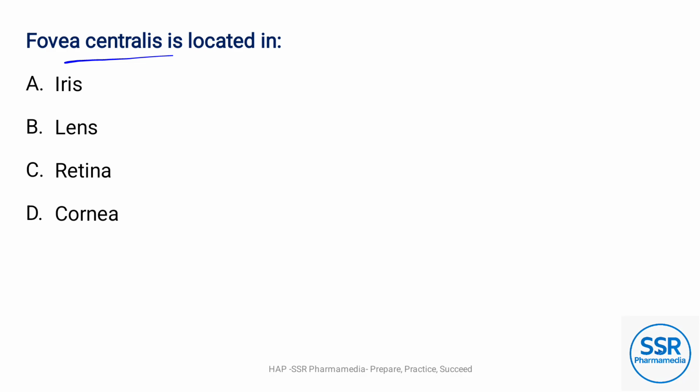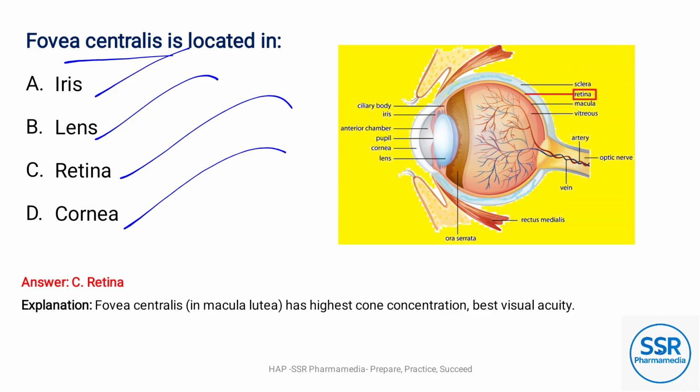Fovea centralis is located in: option A, iris; option B, lens; option C, retina; option D, cornea. So the answer is option C, retina. Fovea centralis has the highest cone concentration. It gives the best visual acuity. It is in the retina. This layer is called the retina.